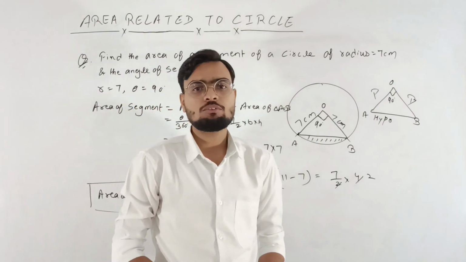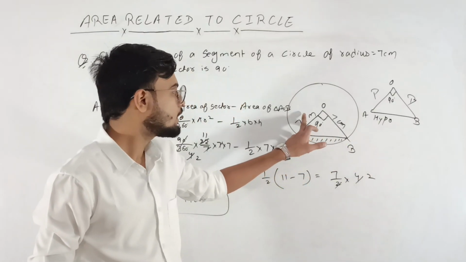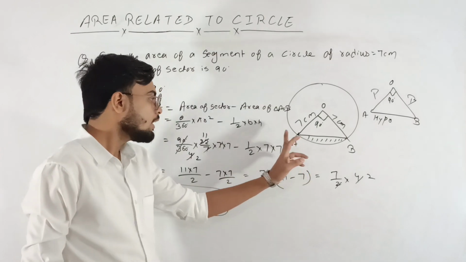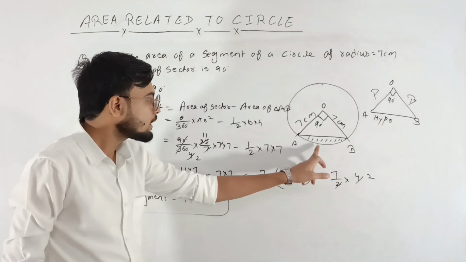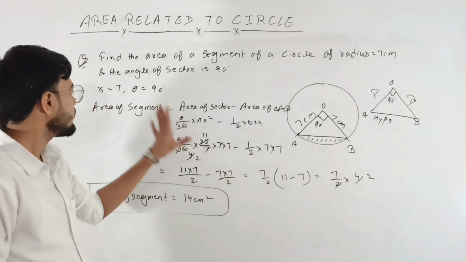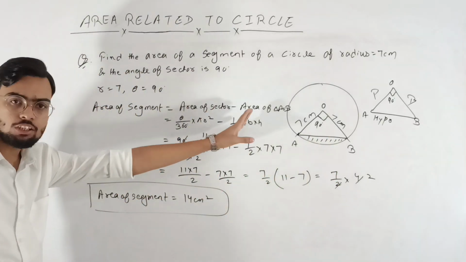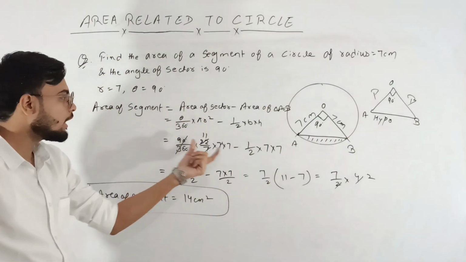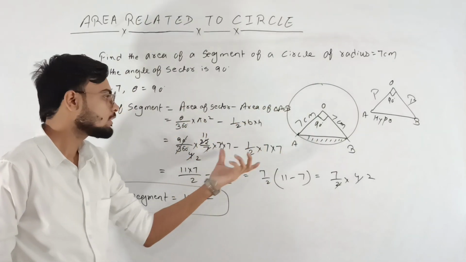Okay, let's see one more time. The question said that there is a circle with center O and radius 7 centimeter, and this circle has an arc, and this arc makes an angle of 90 degree with the center. Then we have to find the area of this segment. So I write area of segment is area of sector minus area of triangle AOB. The area of a sector is this formula, and the area of a triangle is half into base into height.